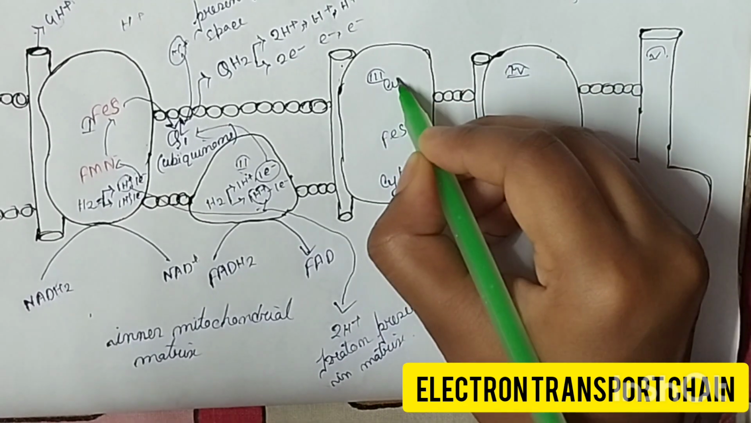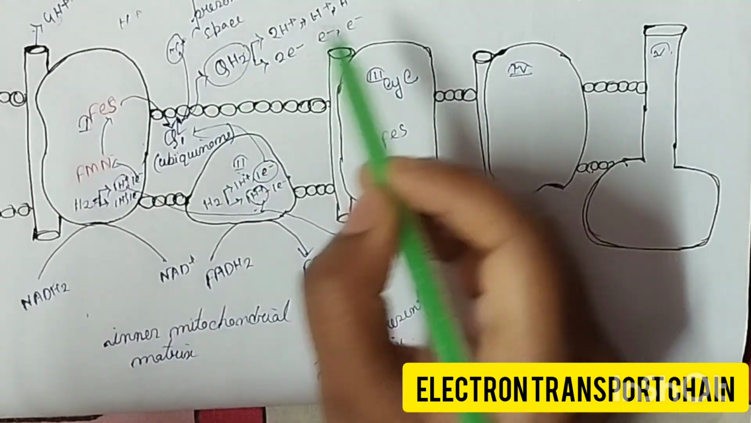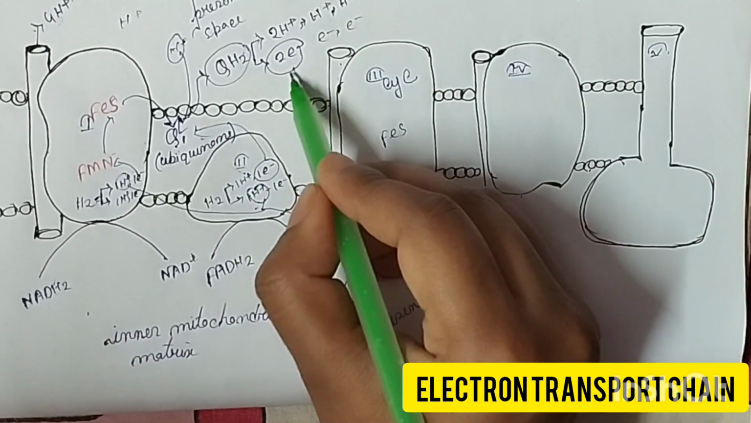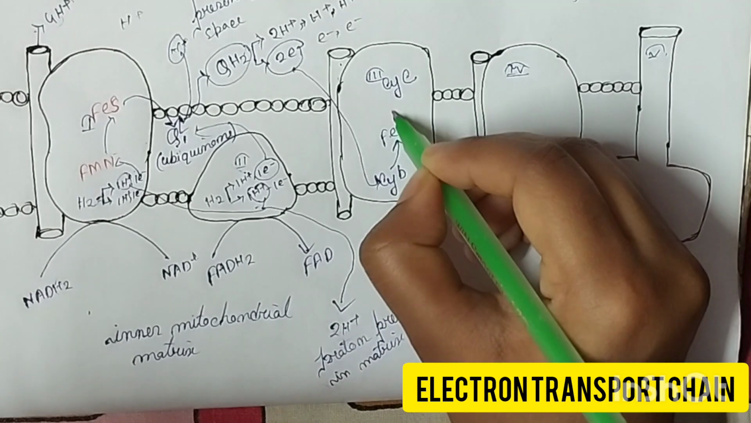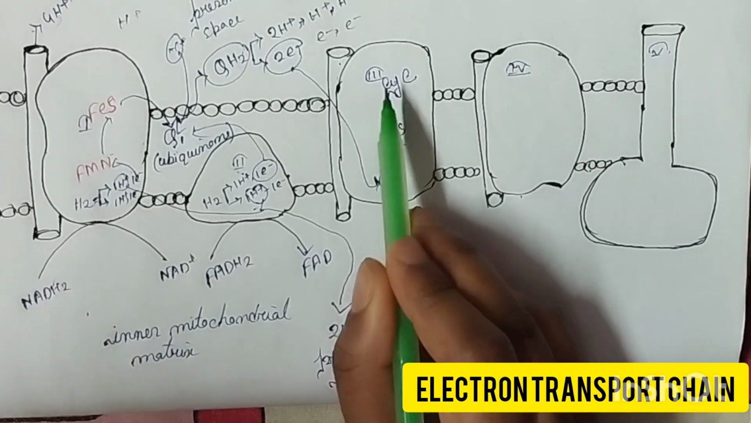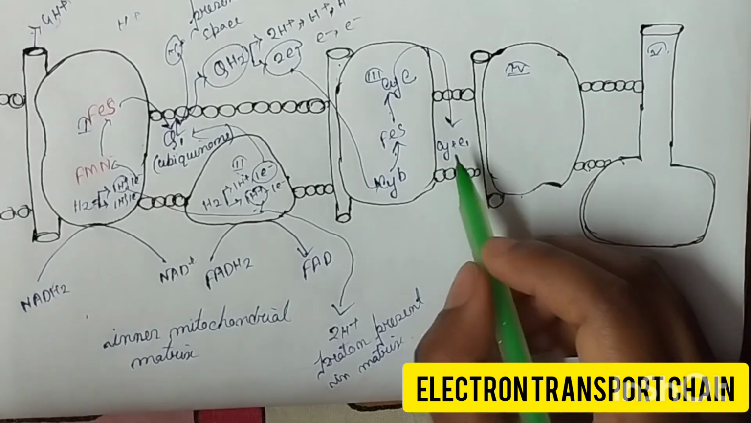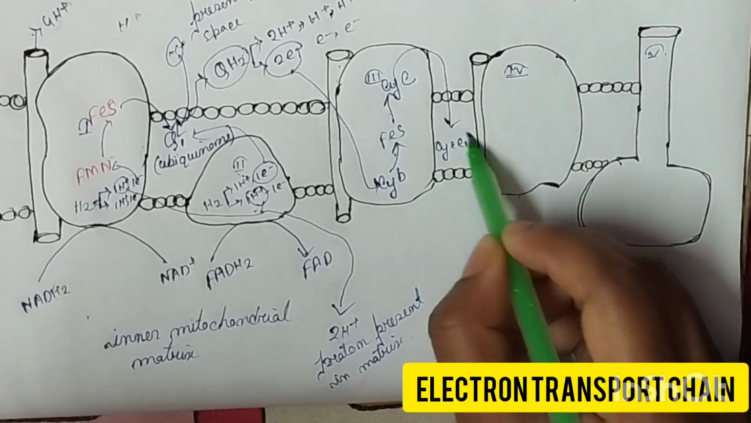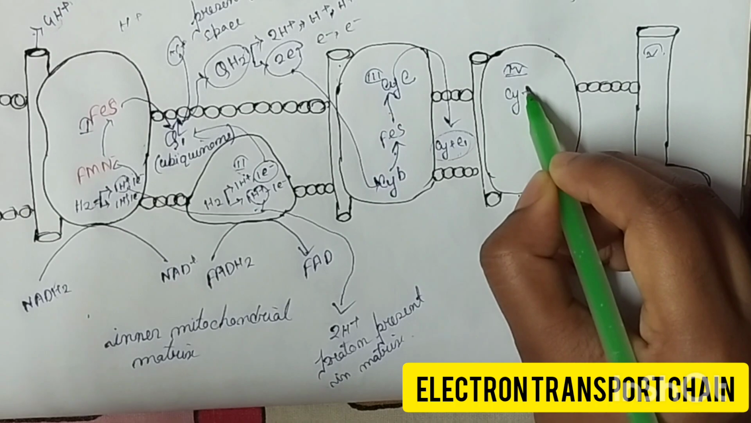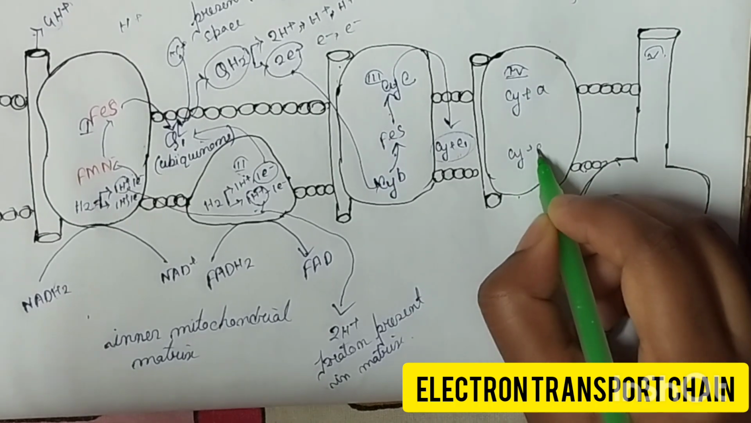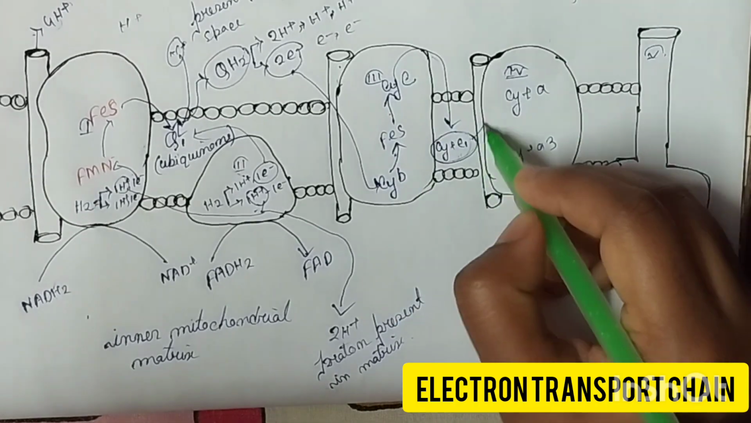Complex 3. The third complex is composed of Fe-S protein, cytochrome bc1 and cytochrome c protein. Cytochrome proteins contain a heme group. Cytochrome c reductase is present, where the Q cycle takes place in this complex 3.